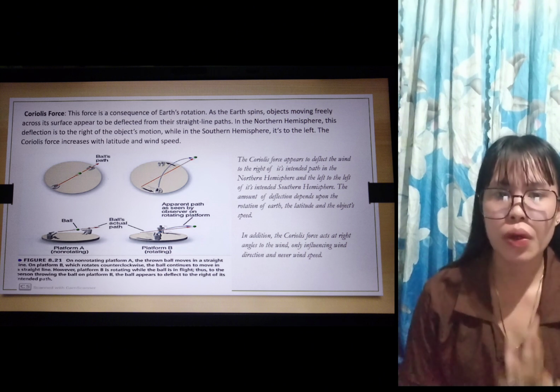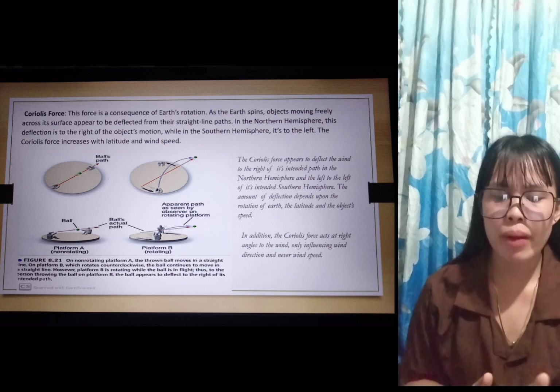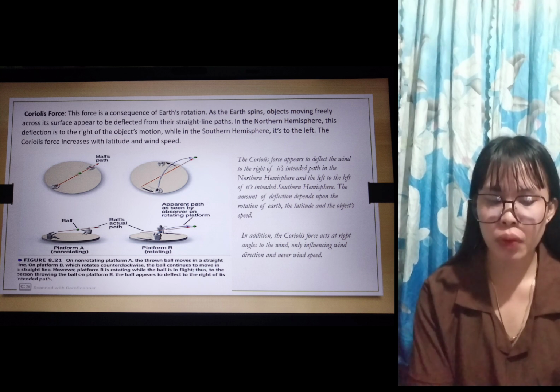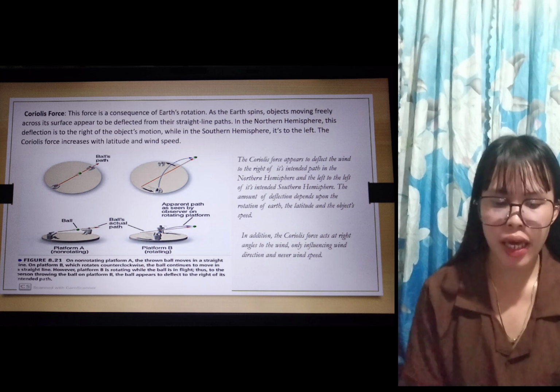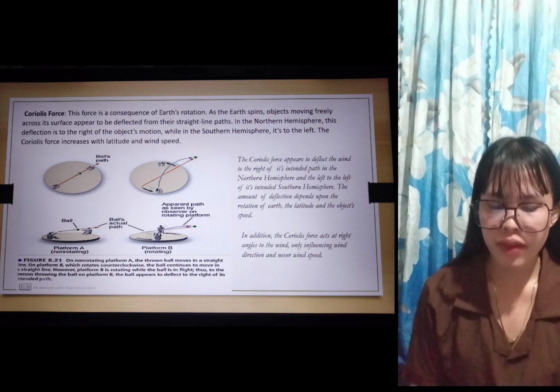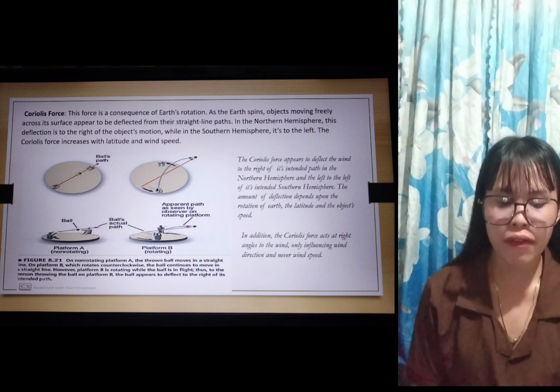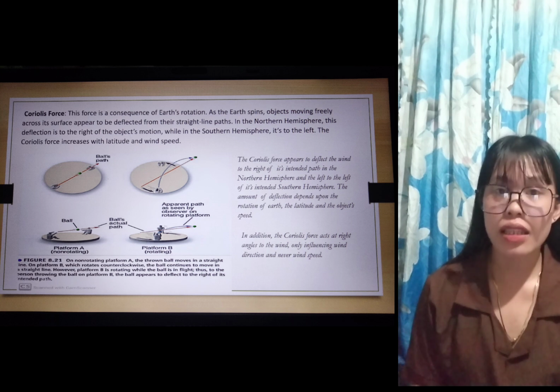So kato bitong sa Coriolis effect na discuss naman nato atong past nato nga kanang di ba, ang aning bitaw sa figure 8.21 on non-rotating platform A, the thrown ball moves in a straight line. On platform B, which rotates counterclockwise, the ball continues to move in a straight line. However, platform B is rotating while the ball is in flight. Thus, to the person throwing the ball on platform B, the ball appears to deflect to the right of its intended path.